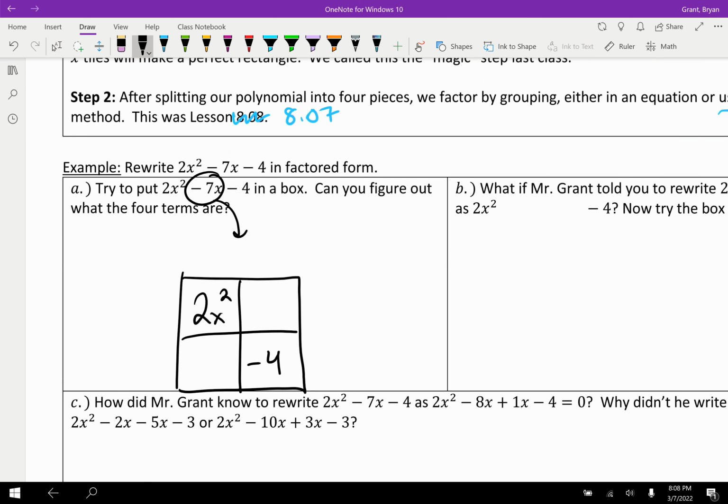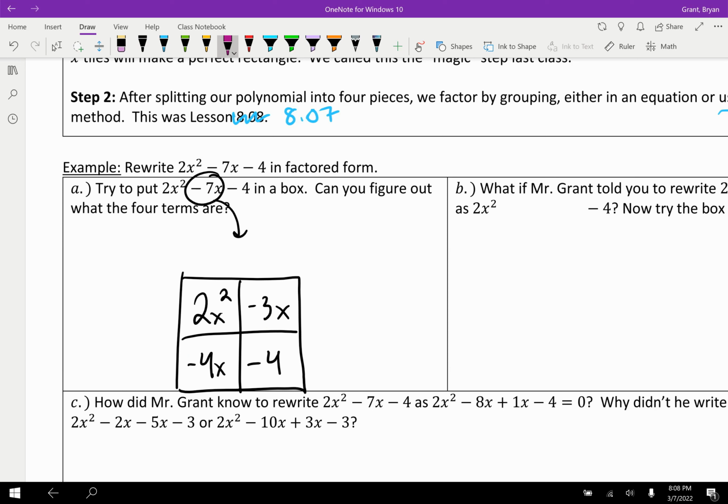Okay. Well, I could do something like, I don't know, how about maybe something like negative 8x and negative 1x. Right? That looks pretty good. But I think negative 8 plus negative 1 is actually negative 9, so that would have to be a positive. So that would be okay. What about if I wanted to do like negative 4x and negative 3x? That would be okay too. In fact, those are pretty small numbers, so let's go with that.